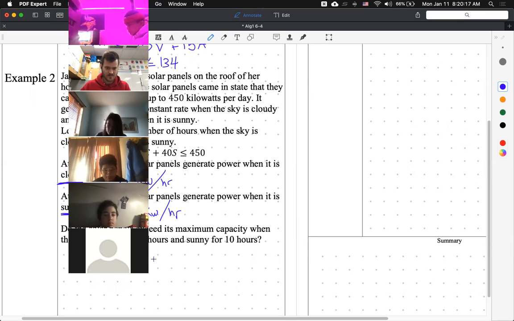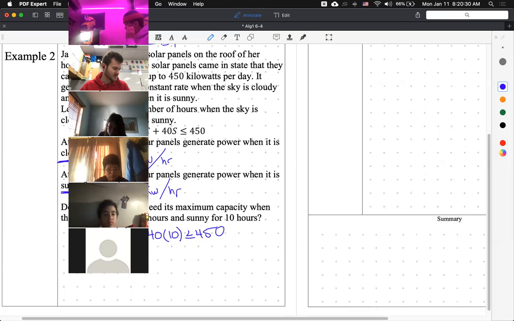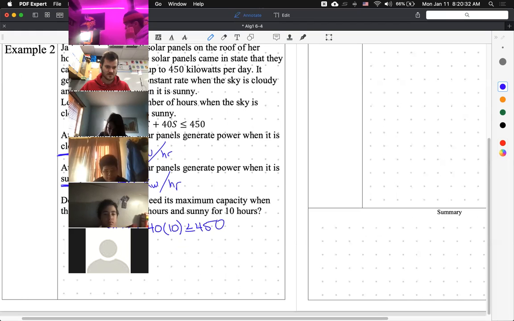And then it would be plus 40 times 10. Perfect. And less than or equal to 450. Nice. Do you mind doing the multiplication as well? 8 times 2, 16. 40 times 10, 400. Is less than or equal to 450.